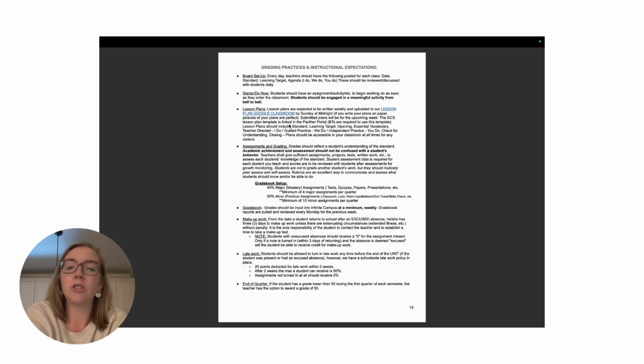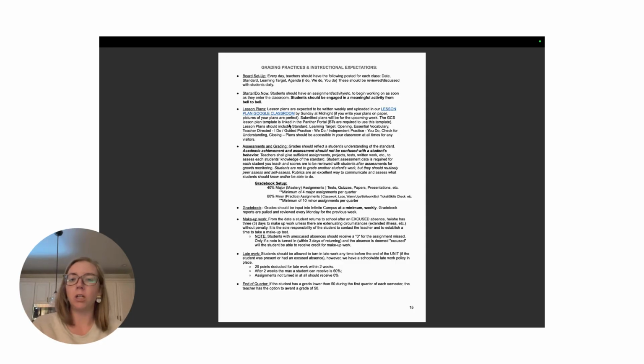A couple things, district-wide expectations. You have to have a minimum of 10 minor assignments in the grade book and 4 major assignments. Again, that matches the expectation for one minor assignment every single week in the grade book, and then about every other week doing a major assessment or assignment, depending on what that is.